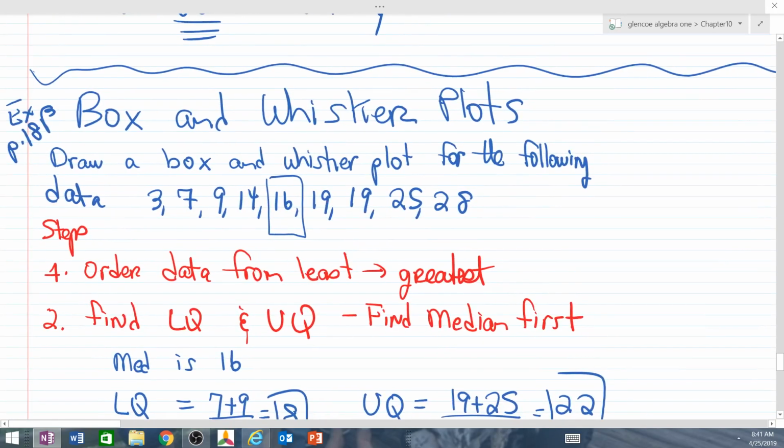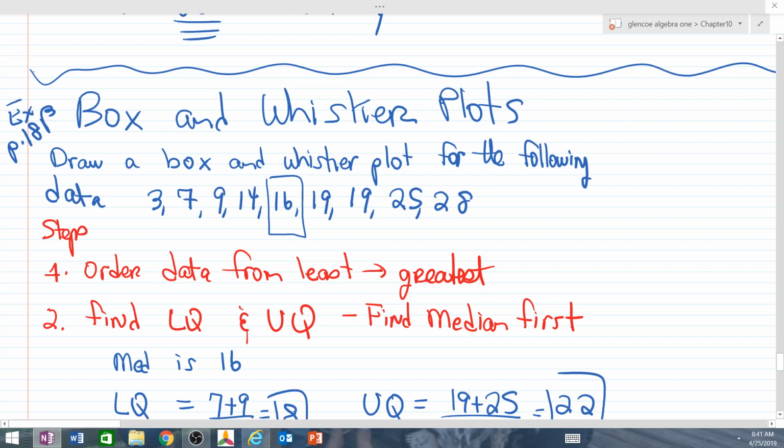All right, how do we draw a box and a whisker plot? So glad that you asked. So if you guys are with me on page 18B, you can see that we've been given a set of data. And we were really nice because we already took that data and put it in order for you from least to greatest. Our data set is 3, 7, 9, 14, 16, 19, 19, 25, and 28. Step number 1. Order the data from least to greatest. It's already in the proper order.